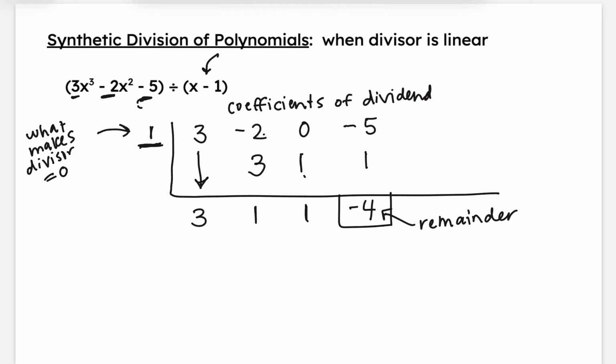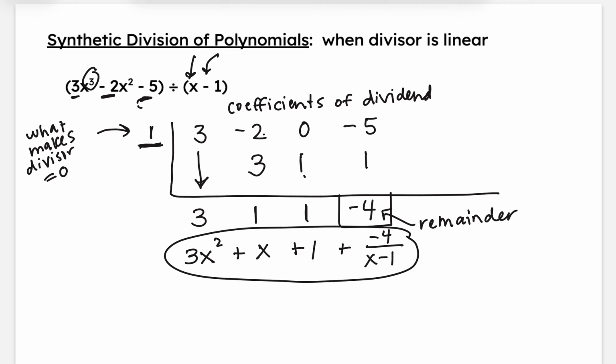So now what we have to do is we have to put our x values back in. So if I start with x to the third and I divide out an x, I'm going to have 1 power less. So this would be 3x squared plus 1x plus 1. And then we can put our remainder, -4, over our divisor, x minus 1. So it's important when we're doing synthetic division that we also remember we have to write the final answer. So just writing the numbers down here, that's not the final answer. It's a shortcut that allows us to divide quickly, but we still have to put our final answer.